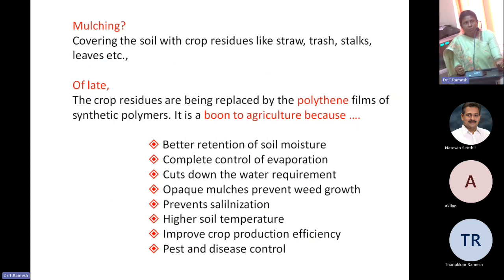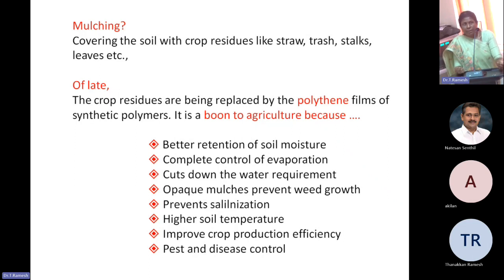Opaque mulches also prevent weed growth, because even if weeds germinate, they cannot do photosynthesis. So there is complete weed control. Then there is prevention of salinization. Mostly we are using saline water for irrigation, but since a lesser quantity of water is being used here, there is less chance of salinization of the soil.